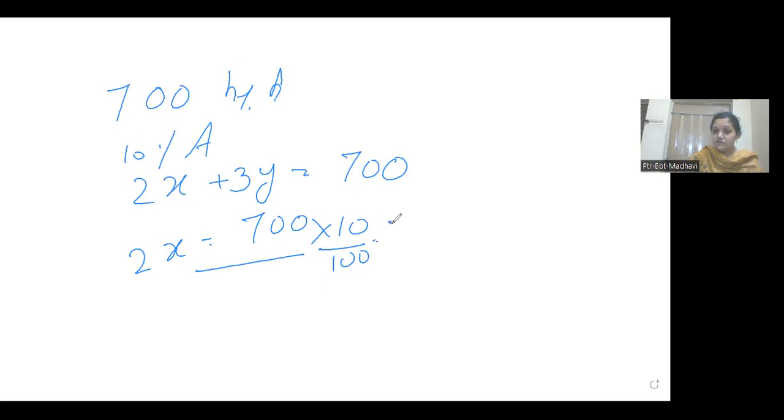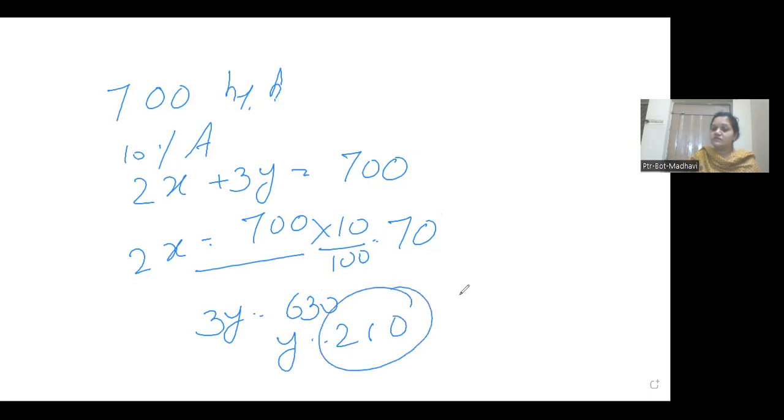This calculation we should do very fast: in the 700, how much is 10%? 70. So that comes as the 2x value. Then 3y is equal to 630, because 700 minus 70. The 70 is present here, and when it goes to this side it becomes a negative value. And y is equal to 210. That is, guanines are 210 in number in the complete double strand.